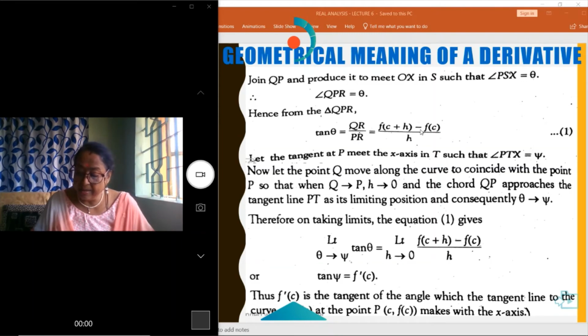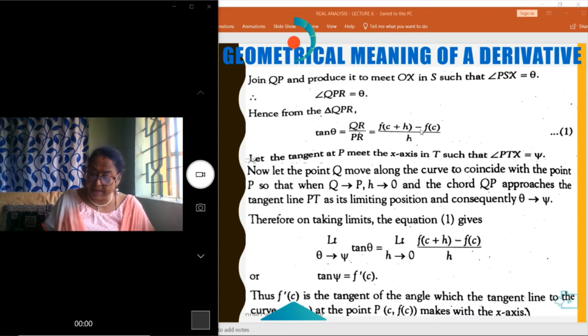Now let the point Q move along the curve to coincide with the point P, so that as Q tends to P, that is as h tends to 0, the chord QP approaches the tangent at P, PT. Then we can write theta tends to psi, tan theta is equal to limit h tends to 0 of f(c+h) minus f(c) by h, and tan psi can be written as equal to f'(c).